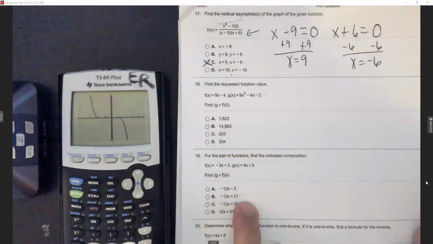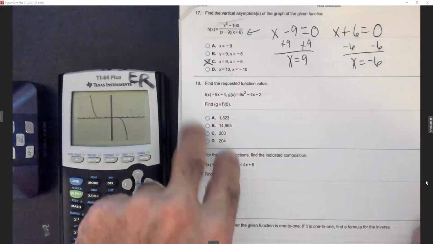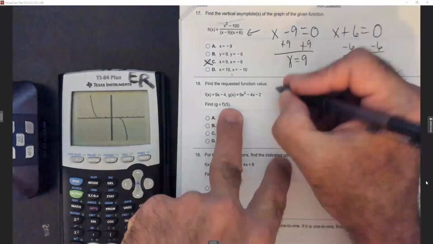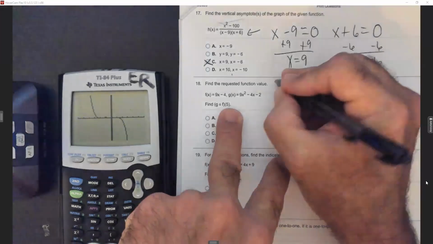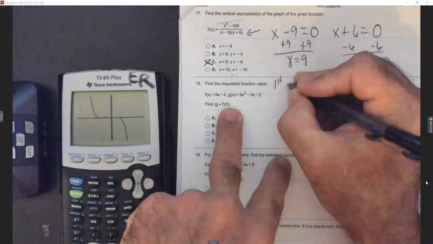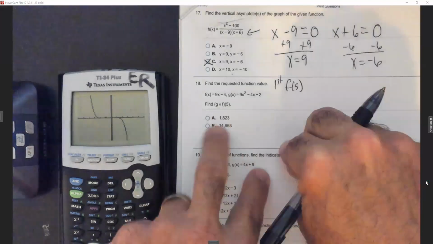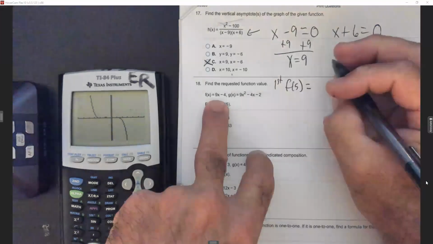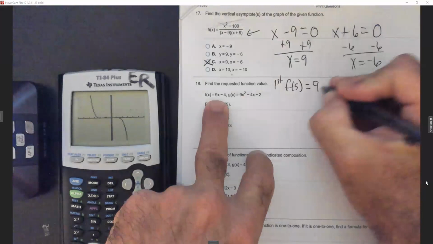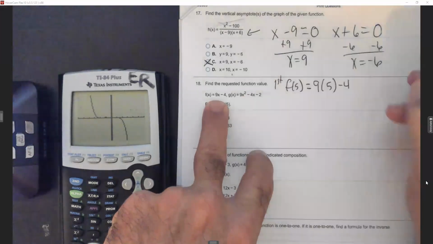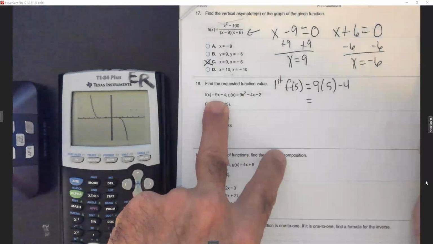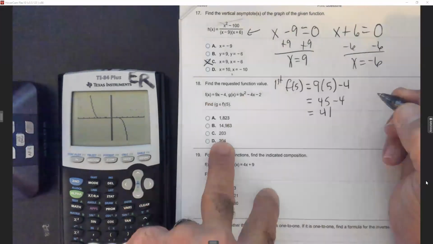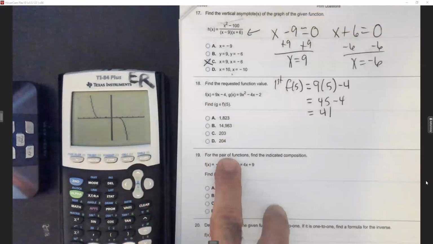All right, these were the composition functions. So they want me to find g of f of 5, which means first you find f of 5. Once we get f of 5's answer, we put it into the g. So f of 5 will equal 9 times 5 minus 4, which is 45 minus 4, which will give me 41. Ooh, big number here, y'all.